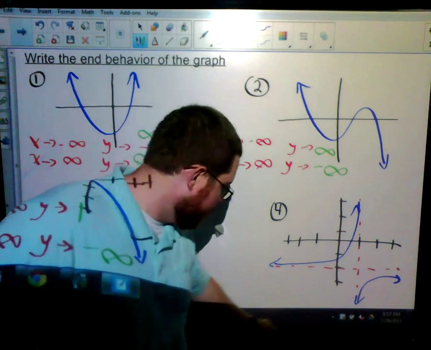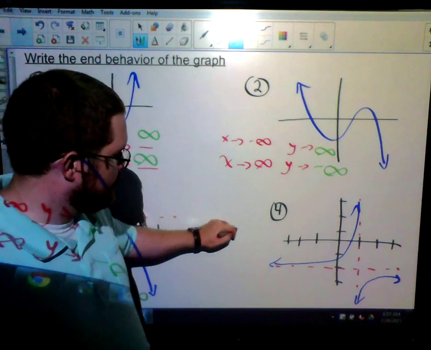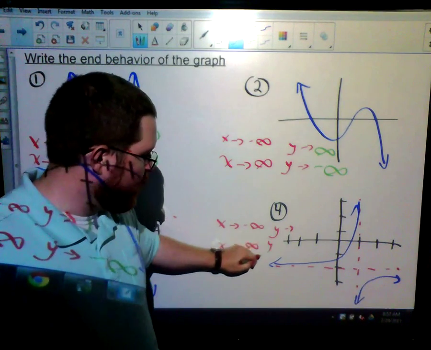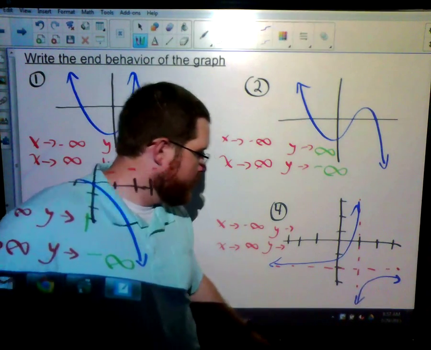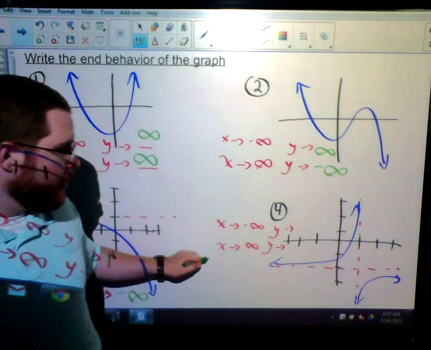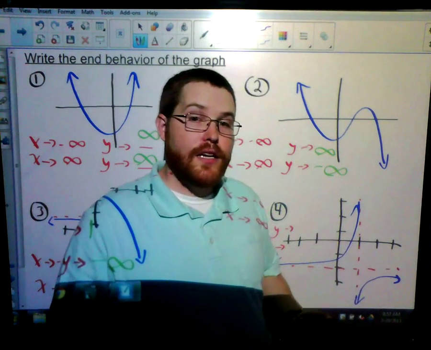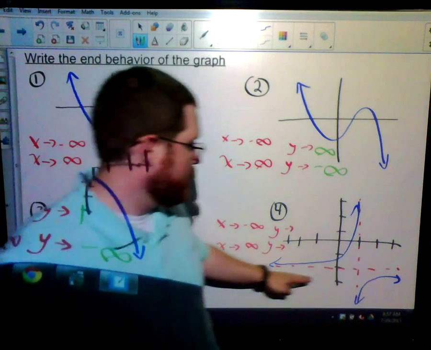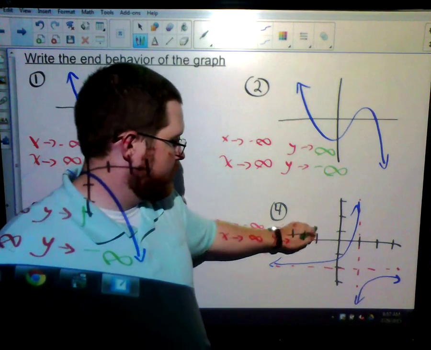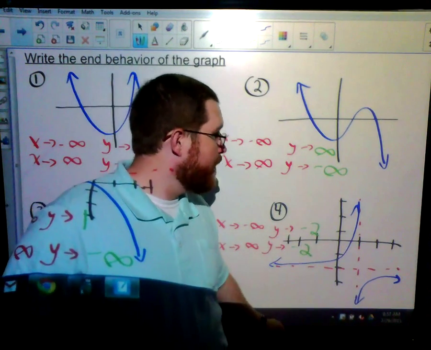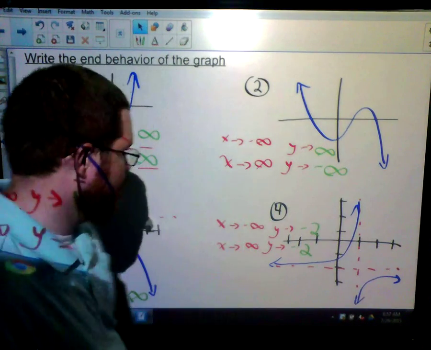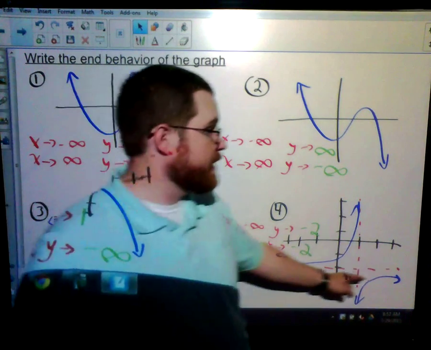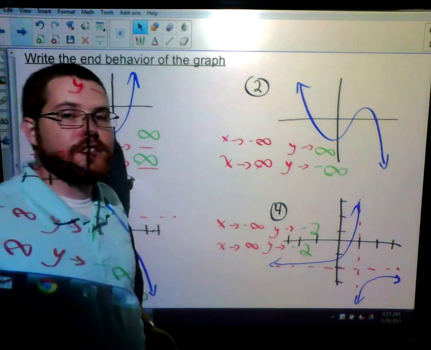And then number 4 over here. Start off the same way. As x goes to negative infinity, y goes to blank. As x goes to positive infinity, y goes to blank. Both the left side of this graph and the right side of this graph are getting close to a number. Well, what number are they getting close to? They're getting close to the asymptote. What number is the asymptote? -2. So sometimes the graph goes up forever and down forever. Sometimes the graph goes down forever but gets close to a number on one side. Sometimes both sides get close to a number. You just have to pay attention to what you're looking at.